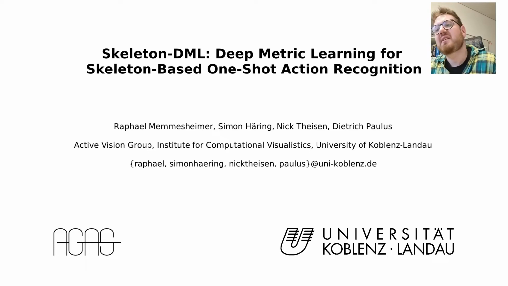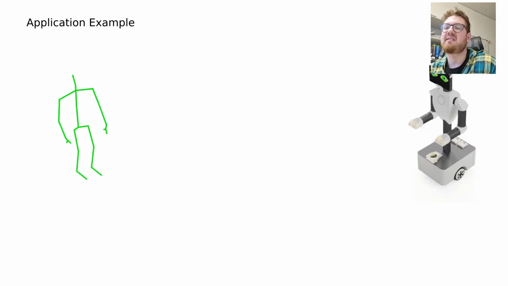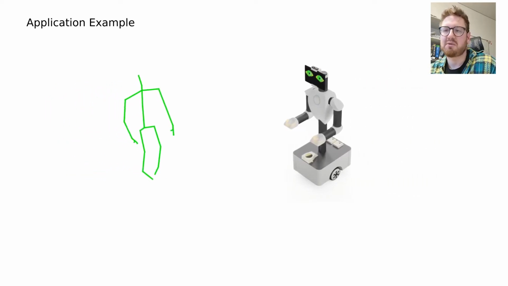Hi, my name is Raphael Memmesheimer and today I present our work entitled Skeleton-DML, a deep metric learning approach for skeleton-based one-shot action recognition. We are with the Active Vision Group of the University of Koblenz-Landau in Germany. So let's start with an example application of what our approach is capable of.